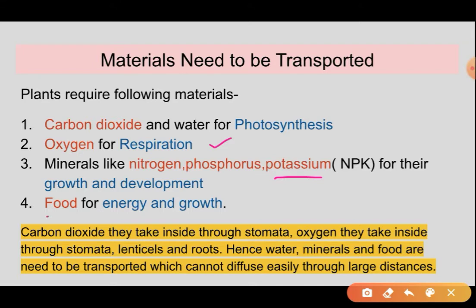Then food which is prepared by the leaves also needs to be transported, because food provides energy and growth. So all these materials need to be transported.